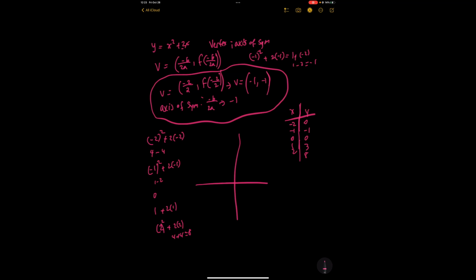-2 is equal to, yeah, let me see if I made a mistake right here. So it's -2 quantity squared plus 2 times negative 2. Yeah, that's correct. So let's see. So we have negative 1, negative 2. Negative 2 is 0. Negative 1 is negative 1. So that's right here. 0 is 0.